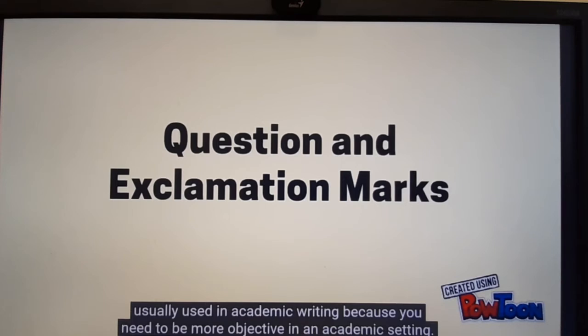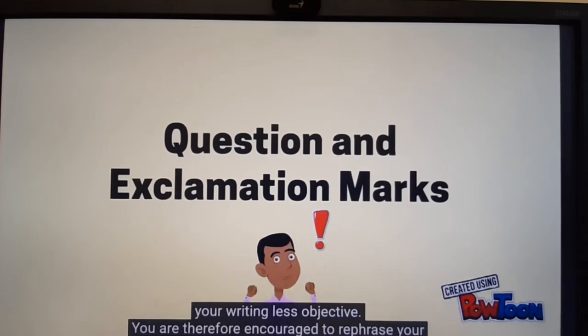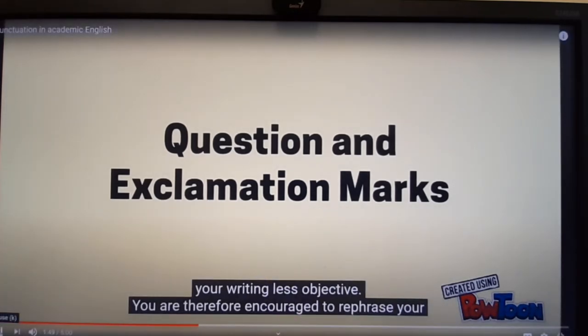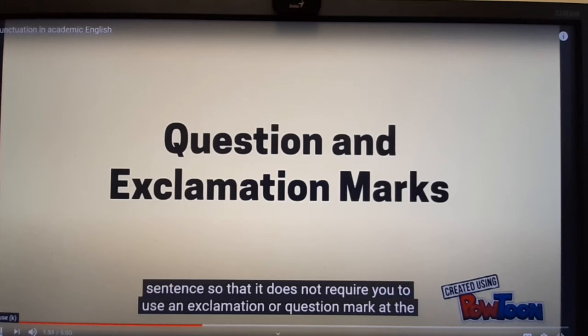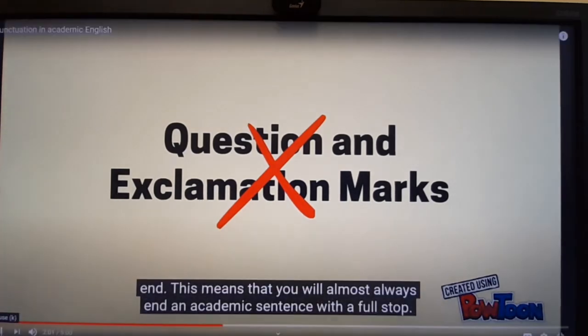Exclamation marks are not usually used in academic writing because you need to be more objective in an academic setting. Use of an exclamation mark usually conveys emotions such as surprise or amazement, making your writing less objective. You are therefore encouraged to rephrase your sentence so that it does not require you to use an exclamation or question mark at the end. This means that you will almost always end an academic sentence with a full stop.